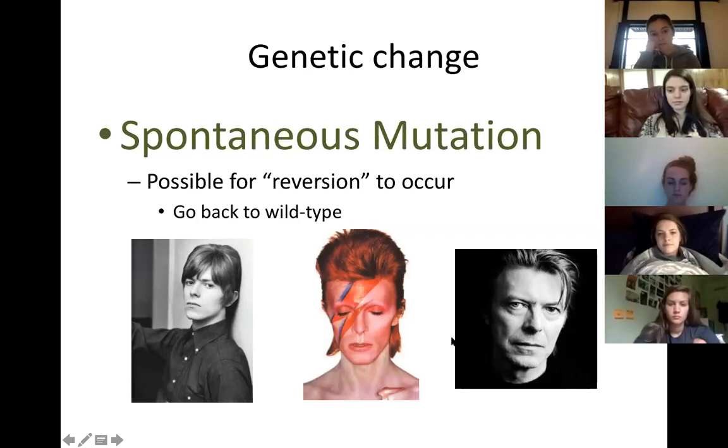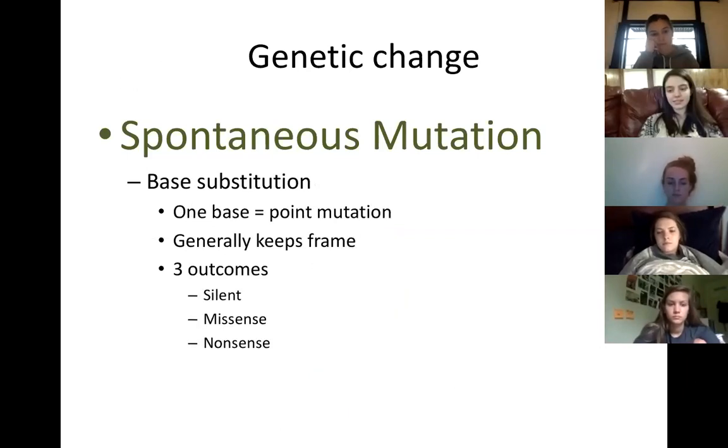And then this is David Bowie, right, later in his life. And so this is just a fun example of a reversion, right? This is what he started off as. There's a mutation, even though not really, right? And then he reverts back to his old self, right? So it can go back to the wild type. That's not something that we see in us. So that can occur, but not going to really happen in eukaryotic cells.